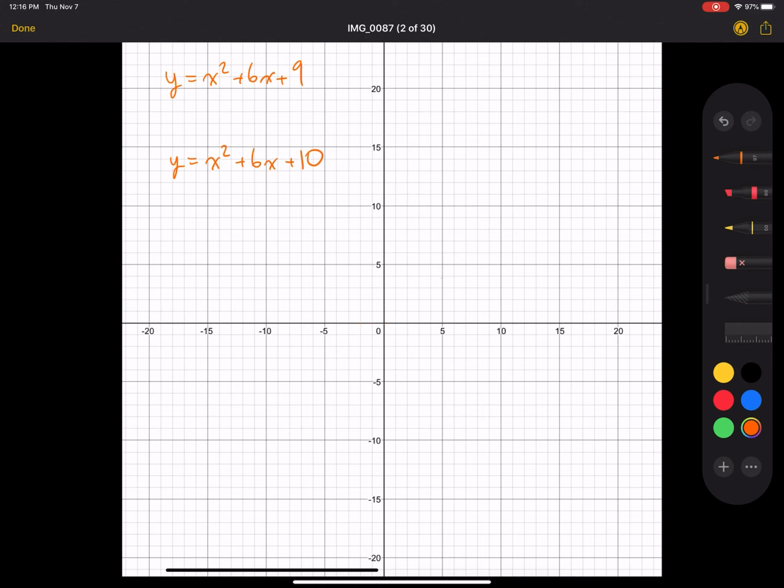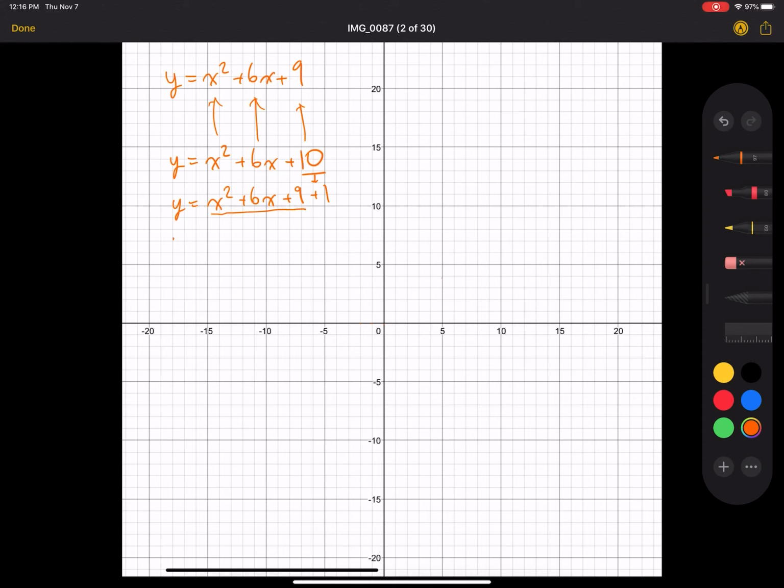And the answer is, remember how we used to decompose? Well, we're going to decompose one of our numbers for a different reason. If this was a perfect square, we already know it's exactly the same as above. Almost, except that's a 10. We could rewrite this as y equals x squared plus 6x plus 9 plus 1. Now I have my perfect square trinomial.